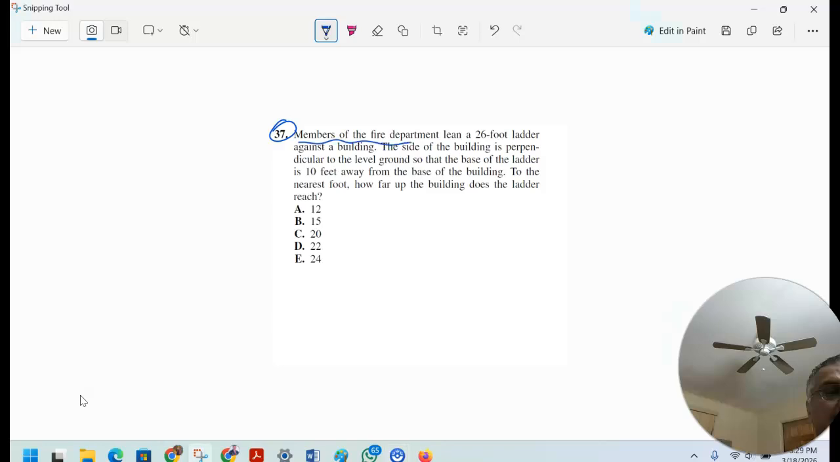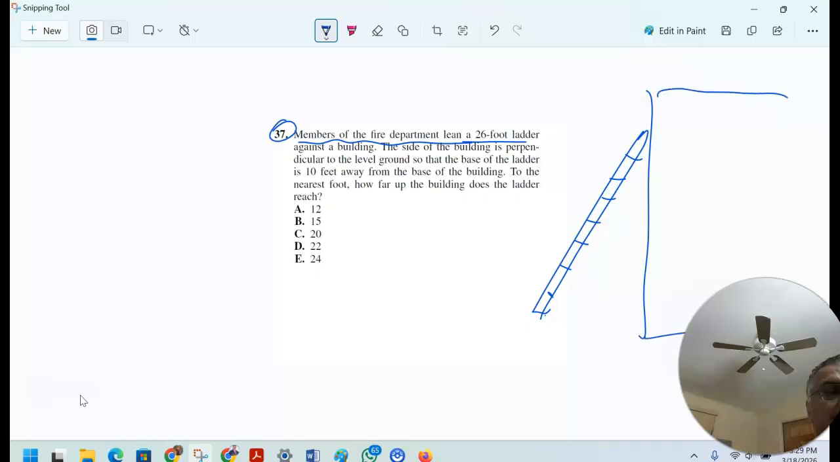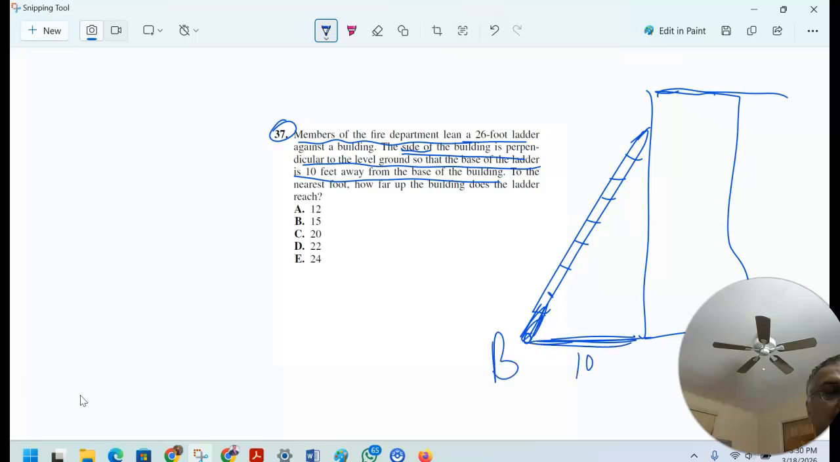Members of the fire department lean a 26-foot ladder against the building. So suppose this is the ladder, which is 26, and this is the wall, the building. The side of the building is perpendicular to the level ground, so that the base of the ladder is 10 feet away from the building. That means if this is the base, this is 10 feet, but this is perpendicular, and the ladder is 26.